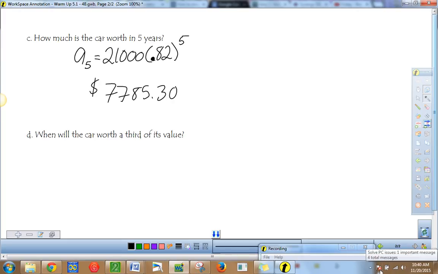Yeah. So how do we find out when the car is going to be worth a third of its value? You keep going. So this is after 5 years, right? What are we looking for? What value would be a third of its value? 7,000, right? Because we're starting at 21,000. Oh, you just take that number. So if you take this and multiply by 0.26, what do you get?